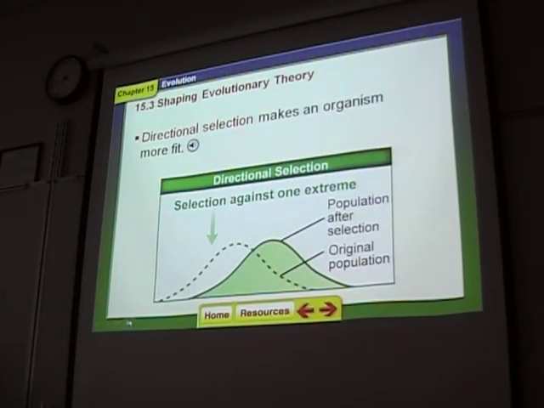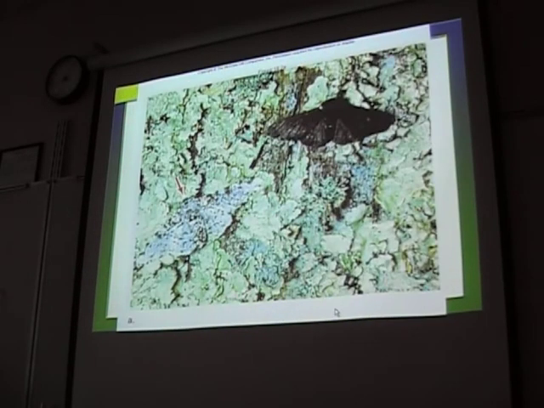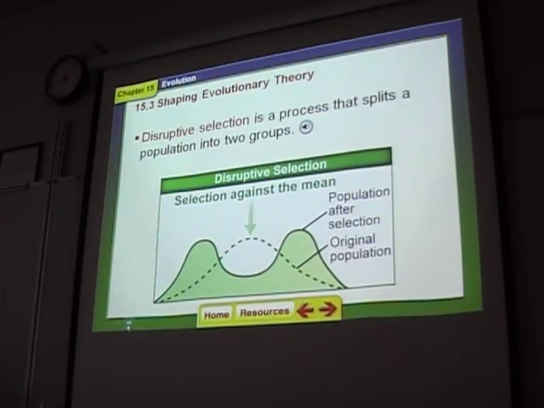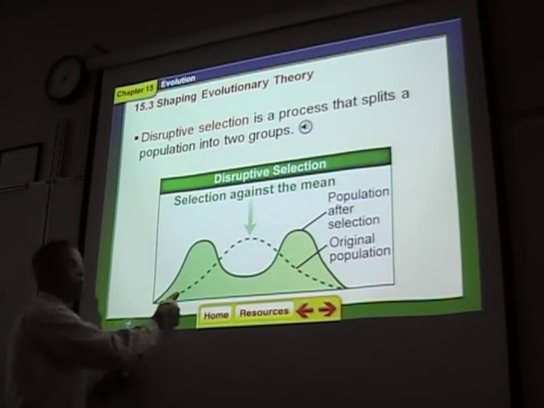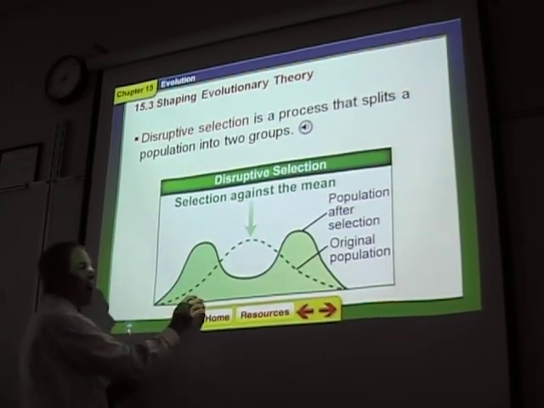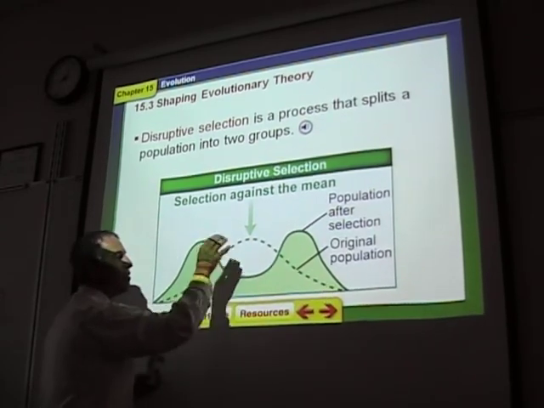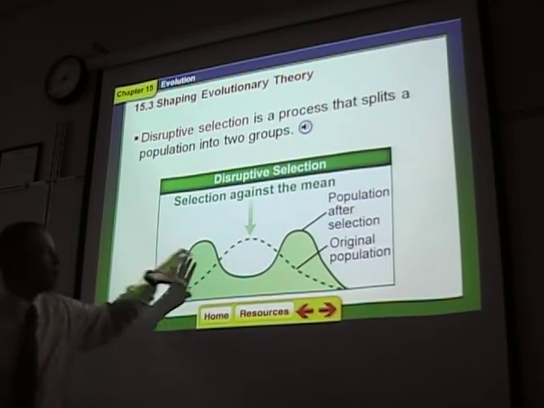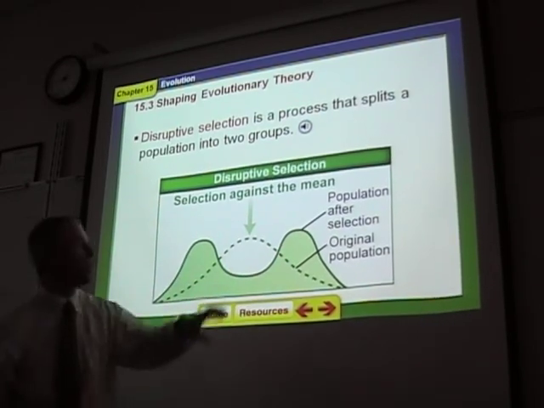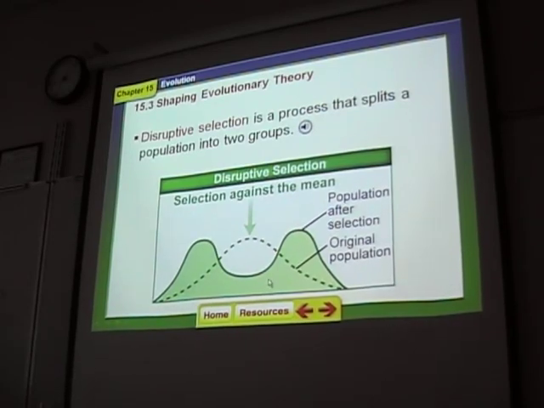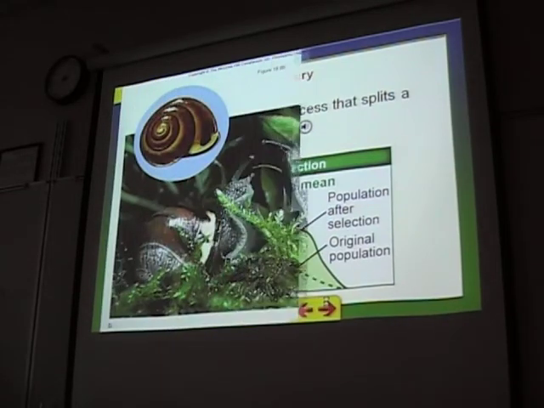And the final type of selection, we call disruptive selection. Here's the original curve. Only the tall ones survive, and only the short ones survive. The medium ones all die for some reason or the other. And we form 2 different populations, a tall population and a short population. I can't think of an example where that actually happens with size. I'm sure there are some.